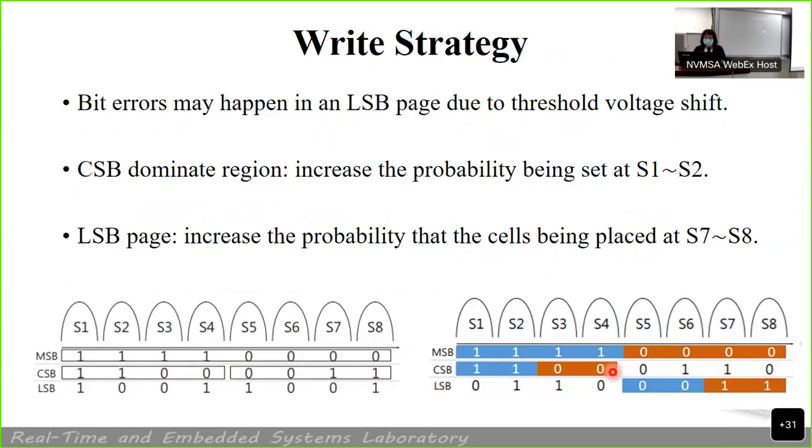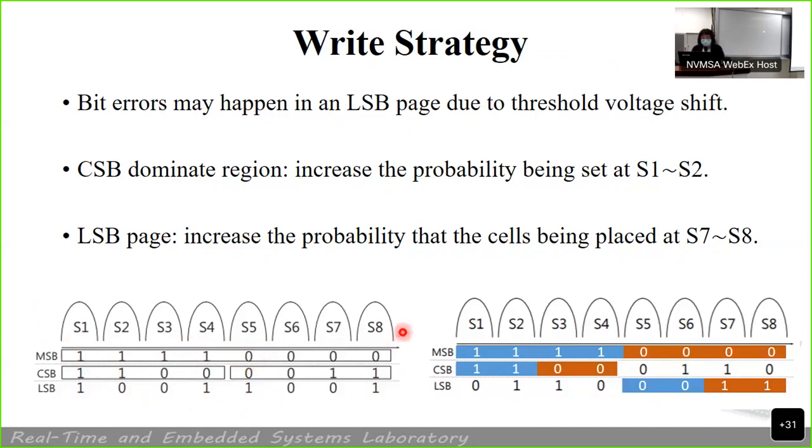The figure on the left shows the conventional mapping used in TLC NAND flash memory. The MSB decides whether the cell is programmed to the lower states or the higher states. When the MSB is 1, the threshold voltage state of the programmed cell is limited to S1 to S4. By controlling the MSB, we can program the cell to a higher or lower state. So when the MSB is 1, we program at S1 to S4. When the MSB is 0, we program the cell at S5 to S8.